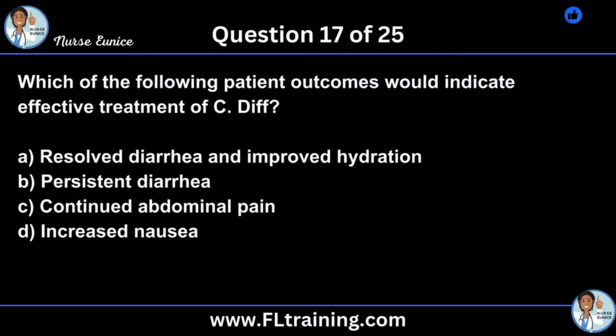Question 17. Which of the following patient outcomes would indicate effective treatment of C. diff? Is it A, resolved diarrhea and improved hydration, B, persistent diarrhea, C, continued abdominal pain, or D, increased nausea? So this patient's been in the hospital for 4 days. She is ready to go home.